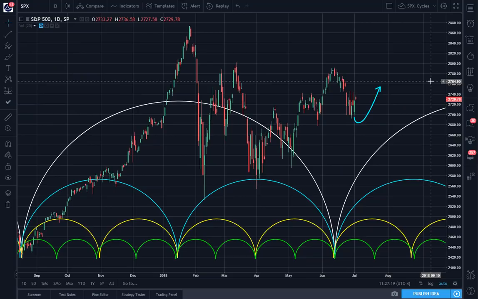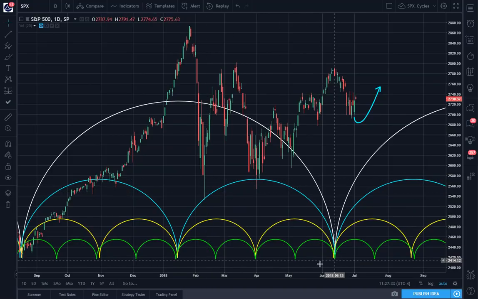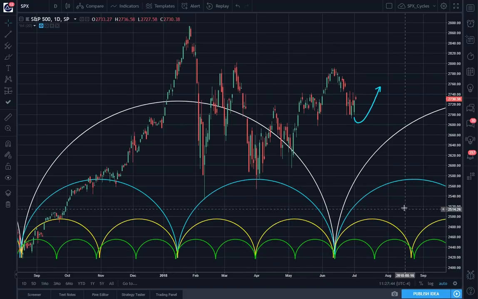For me, I like this cycle chart. The white is a 9-month cycle chart. 20 weeks is the blue. 10 weeks shown by the yellow, and the 5-week cycles shown by the green. And we know that the midpoint of the green was right here. So now the green is pulling price downwards. So you've got one cycle pulling downwards, and you've got the 10, 20, and the 9-month cycle gaining upward momentum, pulling it upwards.